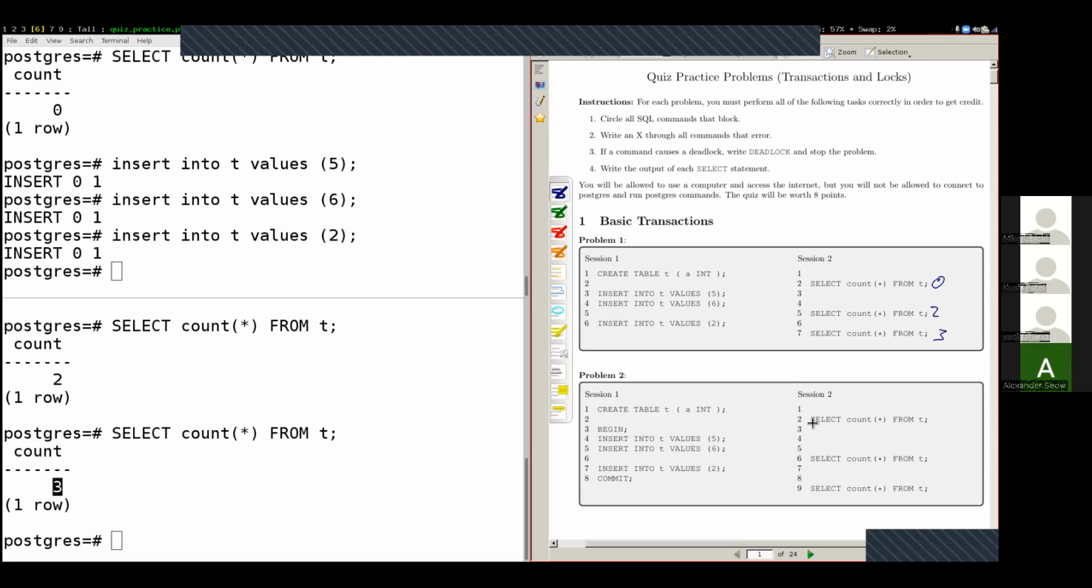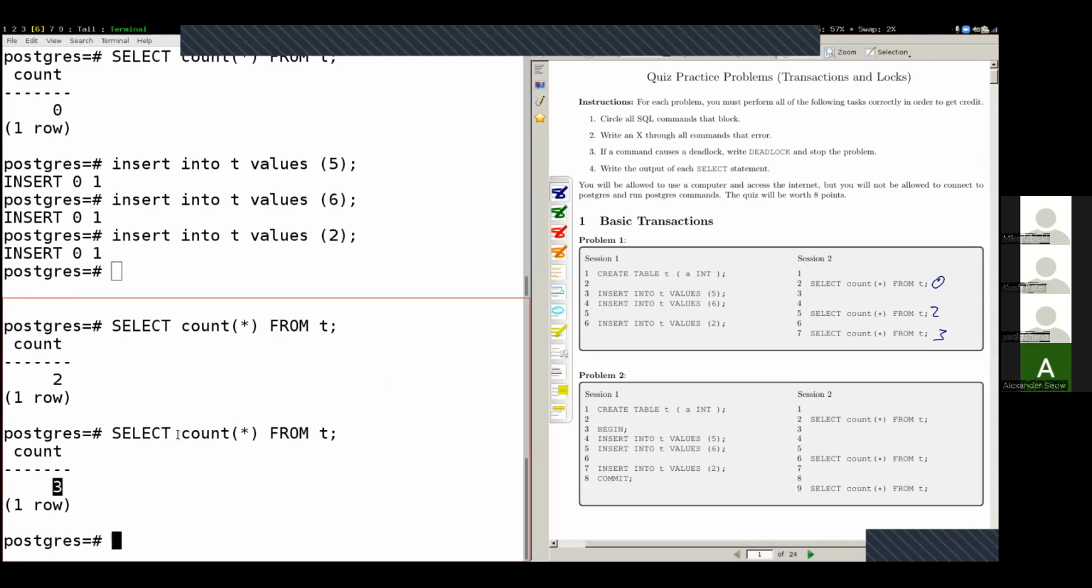Could you run a command to show us the values in the table? You're saying, so we have the table T here. How do we see what's inside the table T?